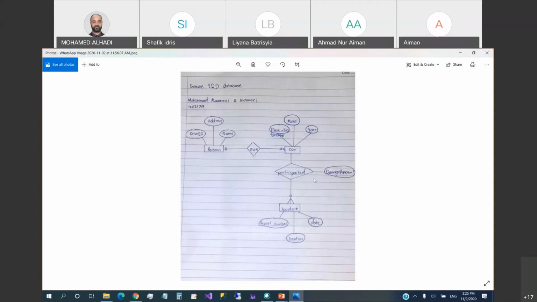Also, damage amount is wrong. It's supposed to be connected to the accident. Here, the relation between the accident and car is not complete. No cardinality here. Okay.